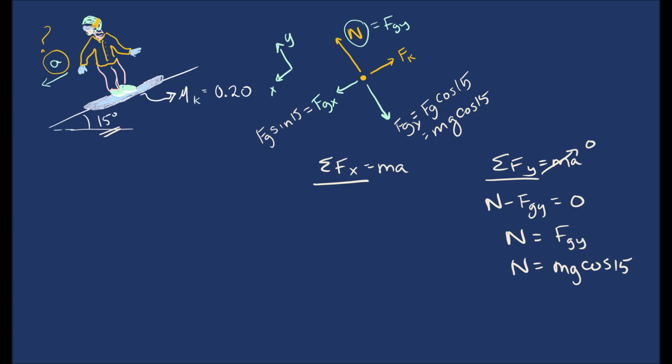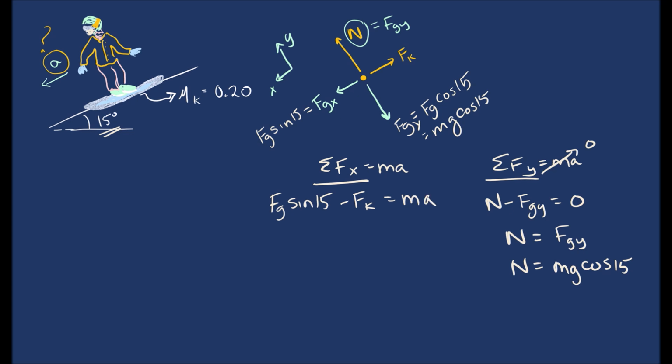Okay, that actually is helpful, but it's not helpful in telling us what that acceleration is. We don't have an a in that equation anywhere. So let's go ahead and look in our x direction. We know the sum of forces in the x direction. Well, we've called down the slope our positive direction. So we got Fg sine of 15 minus force of kinetic friction equals m times a.